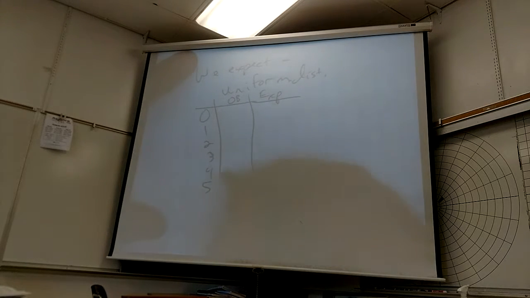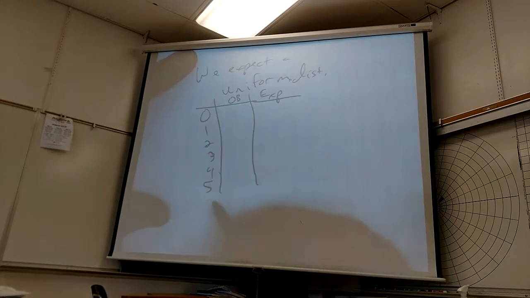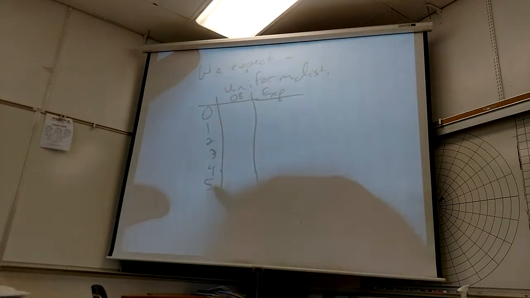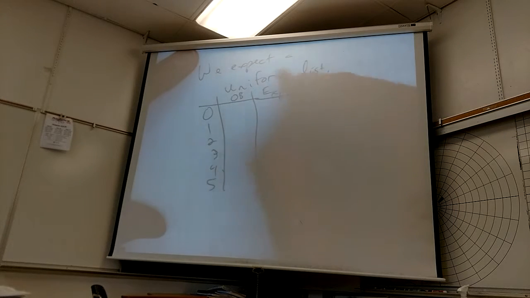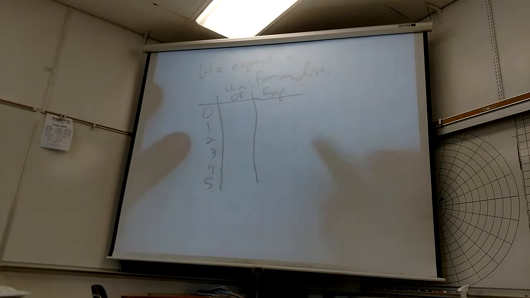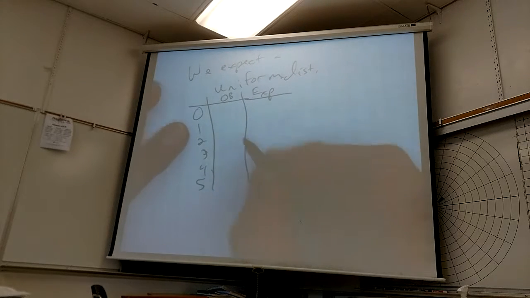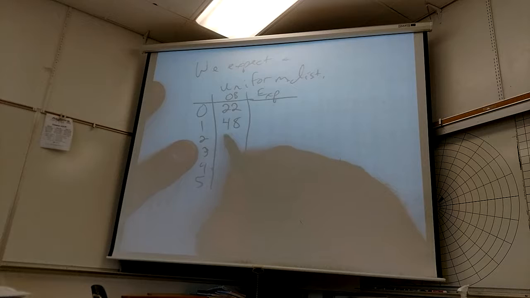Observed, expected. So we observe, let's say, we ask people how many cars have you owned over your life or something. And we expect, for some reason, it to be uniformly distributed between 0 and 5. Now, how many cars have I killed? Rode them until they died. So let's say that we talk to people and we get like 22 people said they've never had a car. That's neat. And then we get 48 say they've had one car.